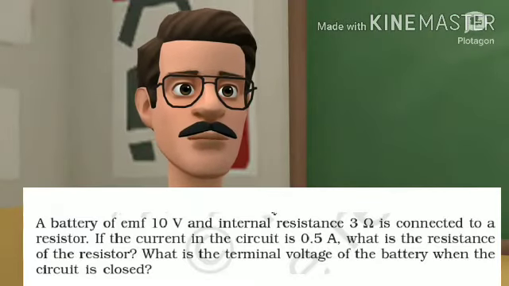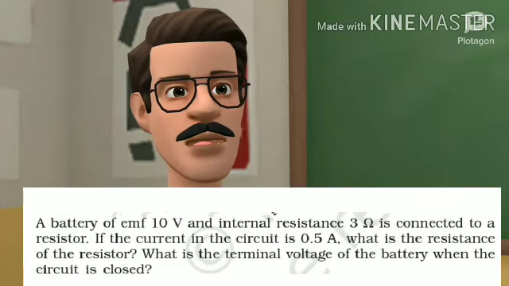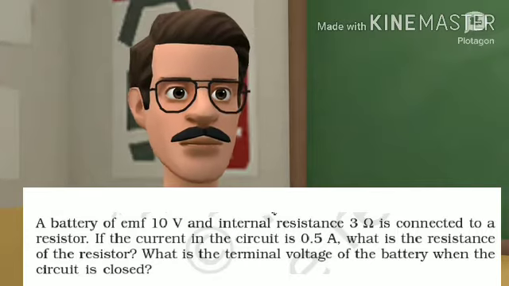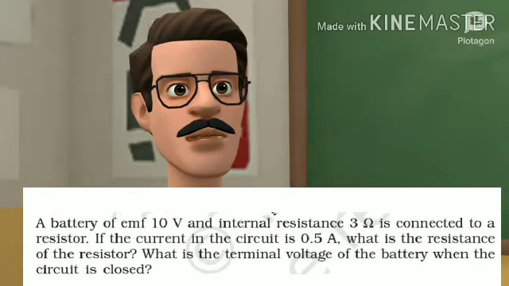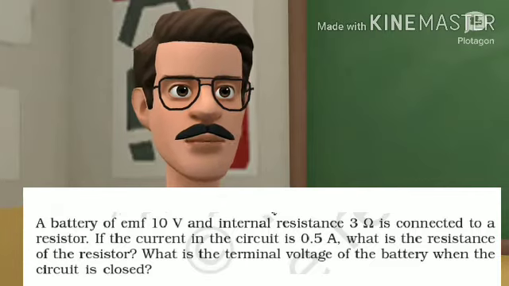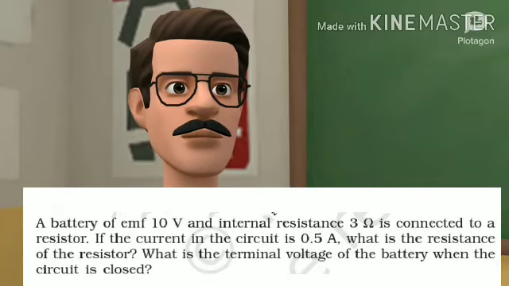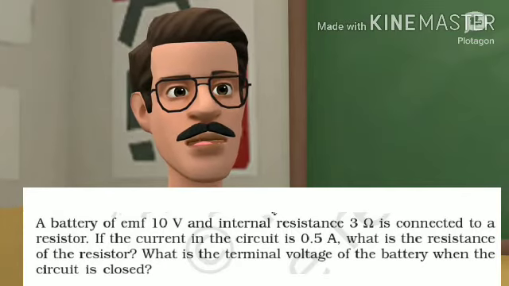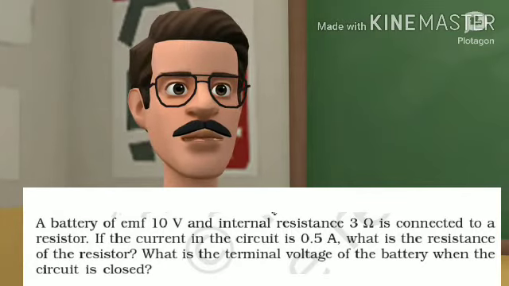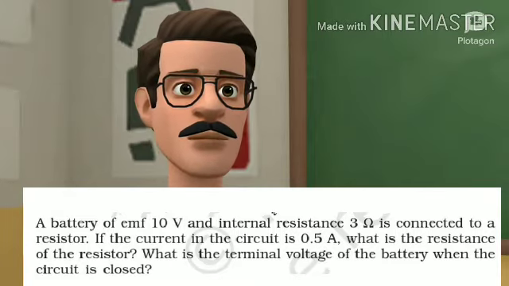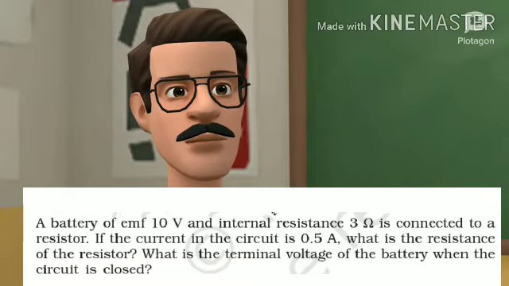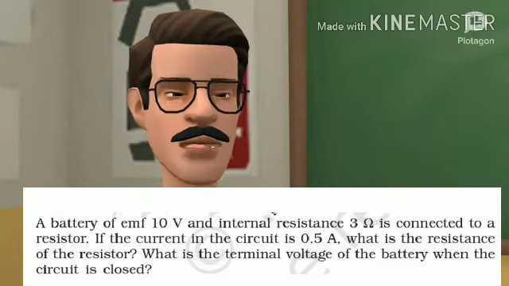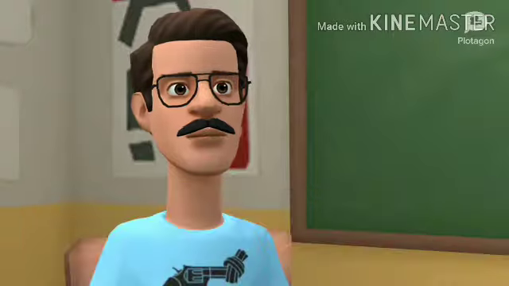Let us consider the next question. A battery of EMF 10 volt and internal resistance 3 ohm is connected to a resistor. If the current in the circuit is 0.5 ampere, what is the resistance of the resistor? First thing, we have to find the resistance of the resistor. Then second one, what is the terminal voltage of the battery when the circuit is closed? So here we have to find capital R and capital V. These are the two things we have to find in this question.